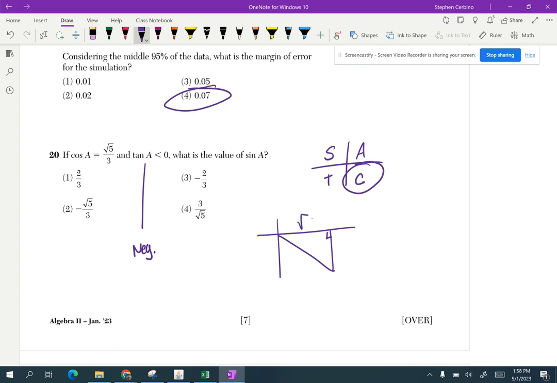The sides we know are going to be the adjacent side and the hypotenuse side. If we do some quick Pythagorean theorem, we can figure out that x is going to be 2. So that missing side is going to be 2. Now it comes down to finding the sine of this angle. Well, the sine of this angle is going to be the opposite over the hypotenuse, so 2/3. So it can't be those two. And since we're in quadrant 4, we know sine is negative, so it's going to be choice 3.